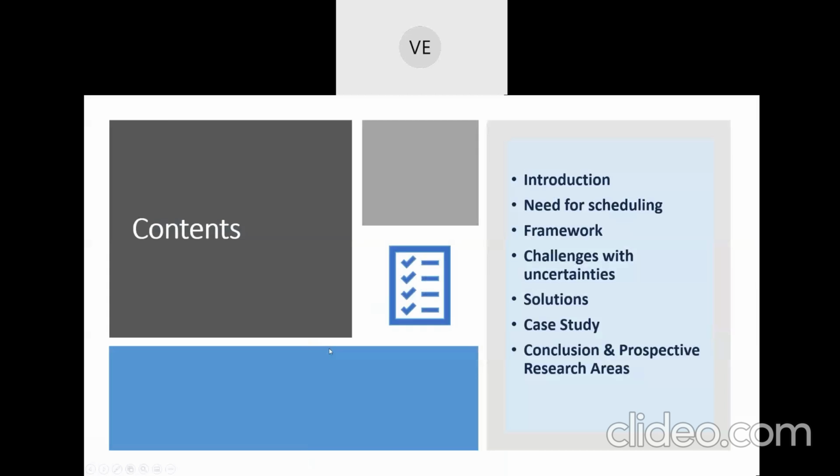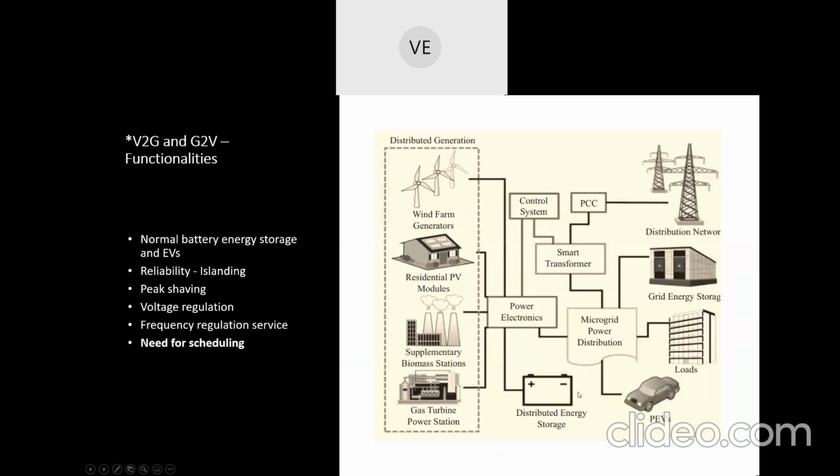So this is what is the content of this presentation: the need for scheduling, then the framework of scheduling, then the challenges with uncertainties, then how to solve this problem, how to model the uncertainties properly. Then we'll have 1 or 2 case studies, then conclusion and prospective research areas. Now, let's see. Here, V2G and G2V functionalities. What are the potential functionalities of vehicle to grid and grid to vehicle activities?